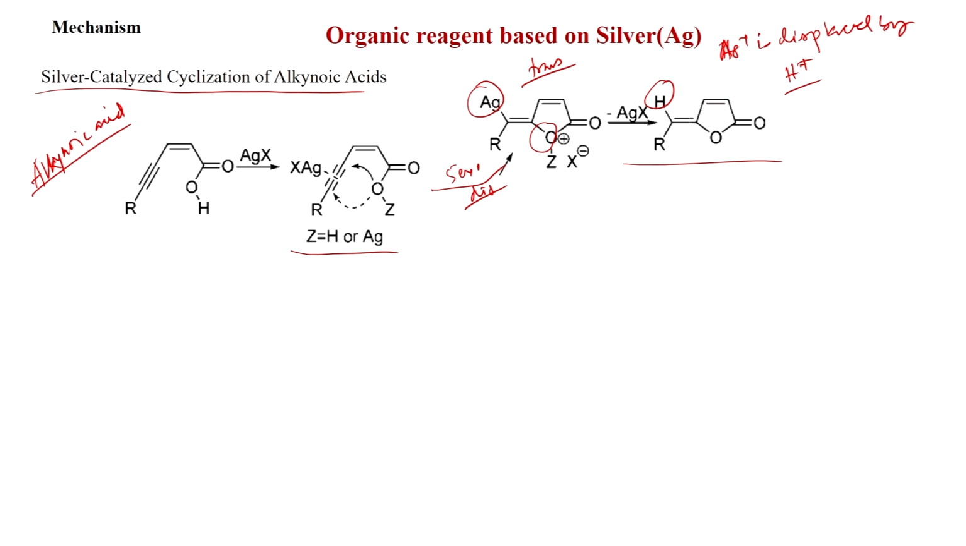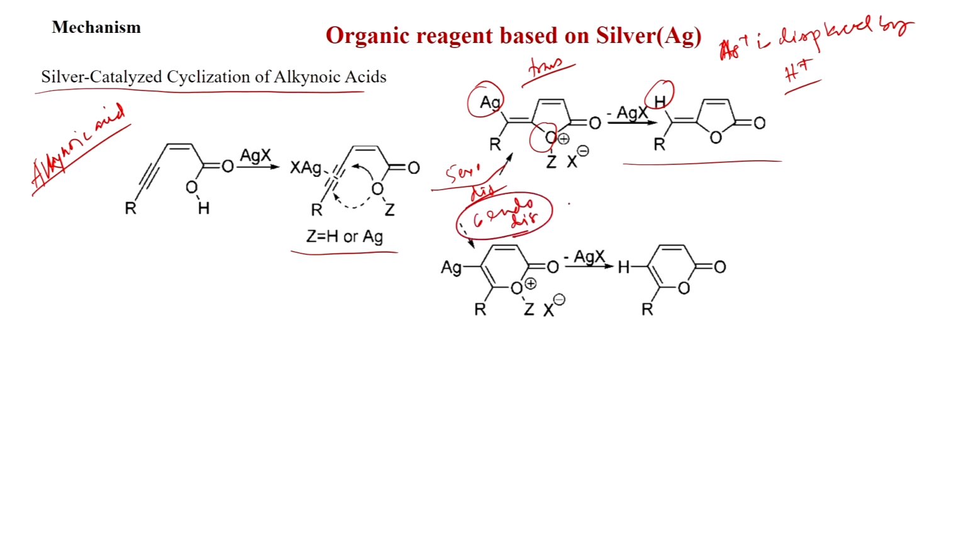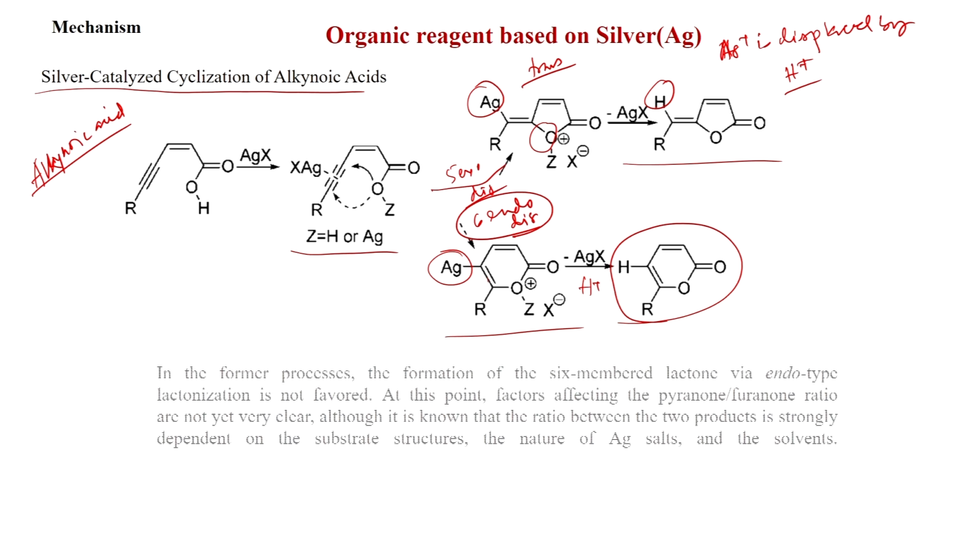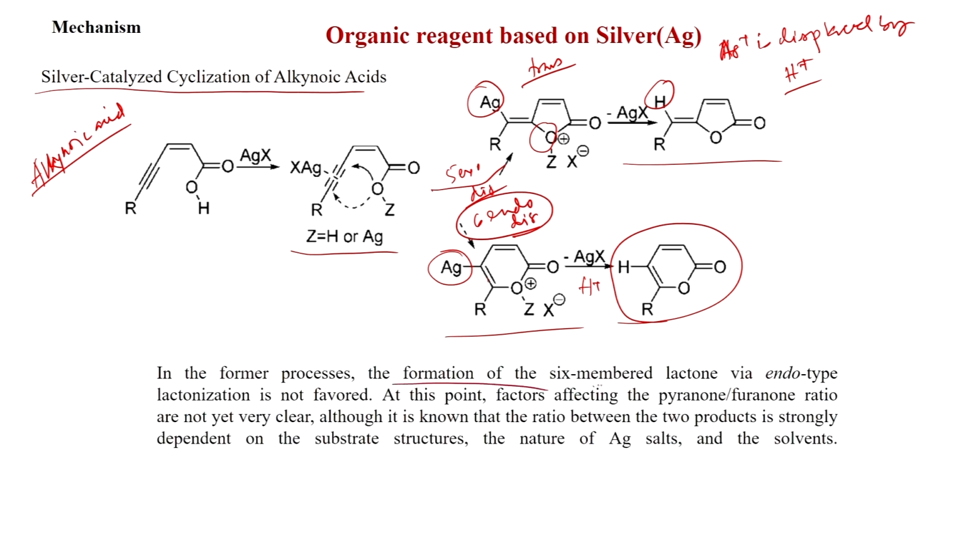This is butyrolactone with a double bond, actually 2 double bonds are present, one internal another external. And with 6-endo-dig you get this. So, here you can see this attack happens here and you get silver here, and again silver elimination and H plus, of course, you get this 6-membered ring. So, this is very important that always the silver will coordinate with the alkyne and then 5-exo-dig or 6-endo-dig will operate depending on the substitution. So, the formation of the 6-membered lactone via endo-type lactonization is not favored.